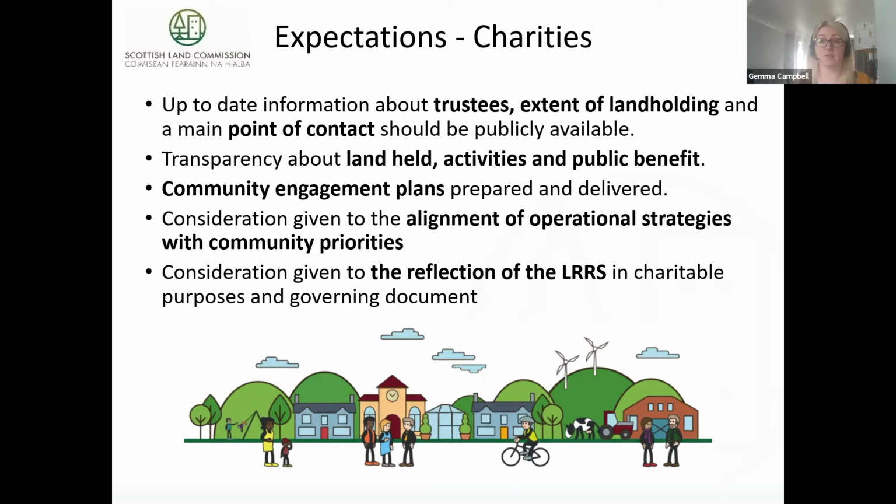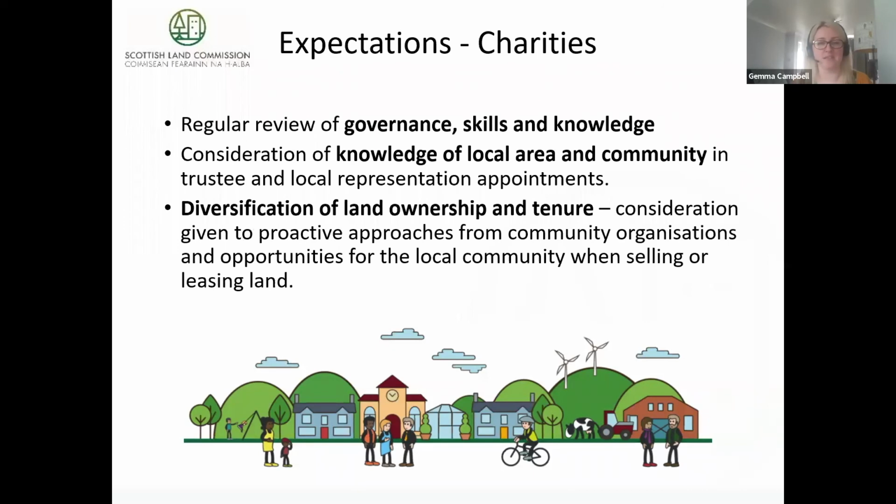I've already touched on charitable purposes. There are set charitable purposes, and charities must act to meet those purposes. So there are some of those purposes that are more aligned with the kind of information that you'll find in the Land Rights and Responsibility Statement, and where it's appropriate for the activities that a charity carries out, then it would be a good idea to reflect those in the purposes of the charity. We also ask that consideration is given, sorry, I've just covered that point on reflection of the land rights and responsibilities. Again, regular review of governance skills and knowledge is really helpful.